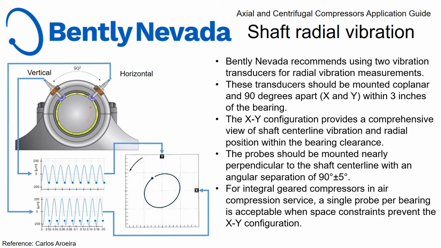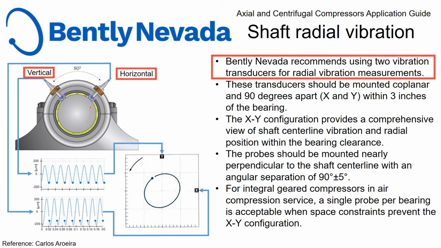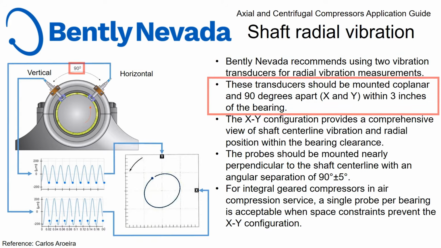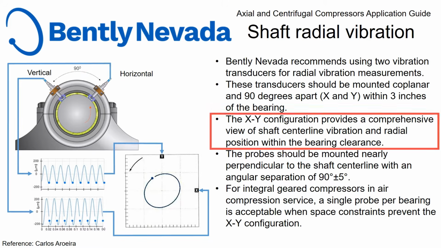Bentley Nevada provides detailed instruction on sensor installation in your machine, which is crucial for understanding the machine behavior and vibration over time. Bentley Nevada recommends using 2 vibration transducers for radial vibration measurements. These transducers should be mounted coplanar and 90 degrees apart within 3 inches of the bearing, and this is for large compressors. The XY configuration provides a comprehensive view of shaft centerline vibration and radial position within the bearing clearance.